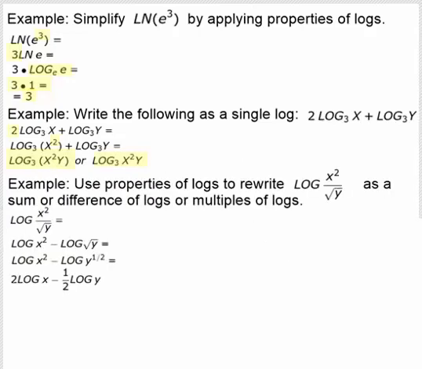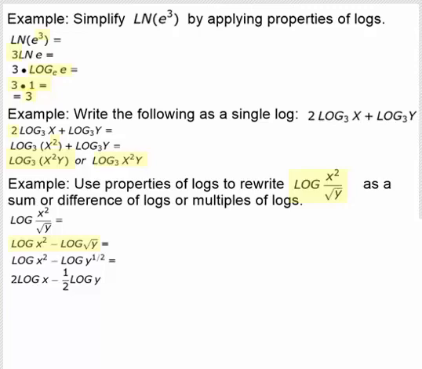In this last example, we're going to rewrite log of x squared over square root of y as a sum or difference of logs or multiples of logs. You notice there's no base here. That means it's a base 10 log. The same properties apply. We start by applying the quotient rule. We take that log of a quotient and write it as a difference of logs, and we write it as log of x squared minus log of square root of y.